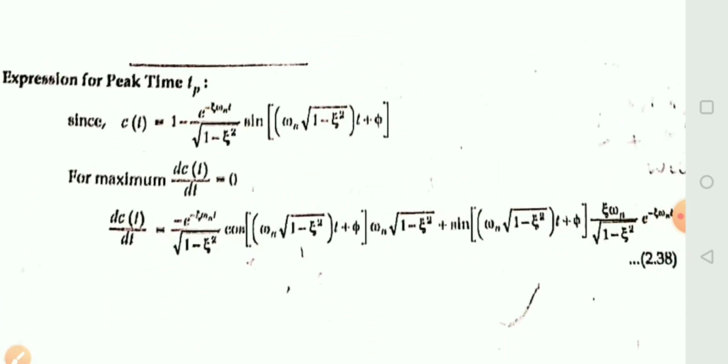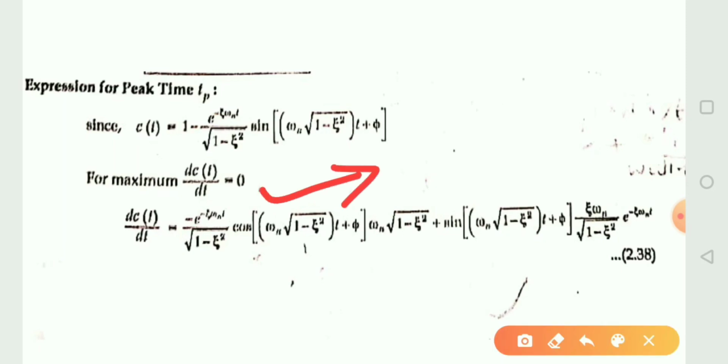Now if we want to calculate the peak time, we know the peak time is the time taken for the response to reach its peak value. Peak value means maximum value. So for the maximum value we take the differentiation of the output c(t), dc(t) over dt equal to 0.